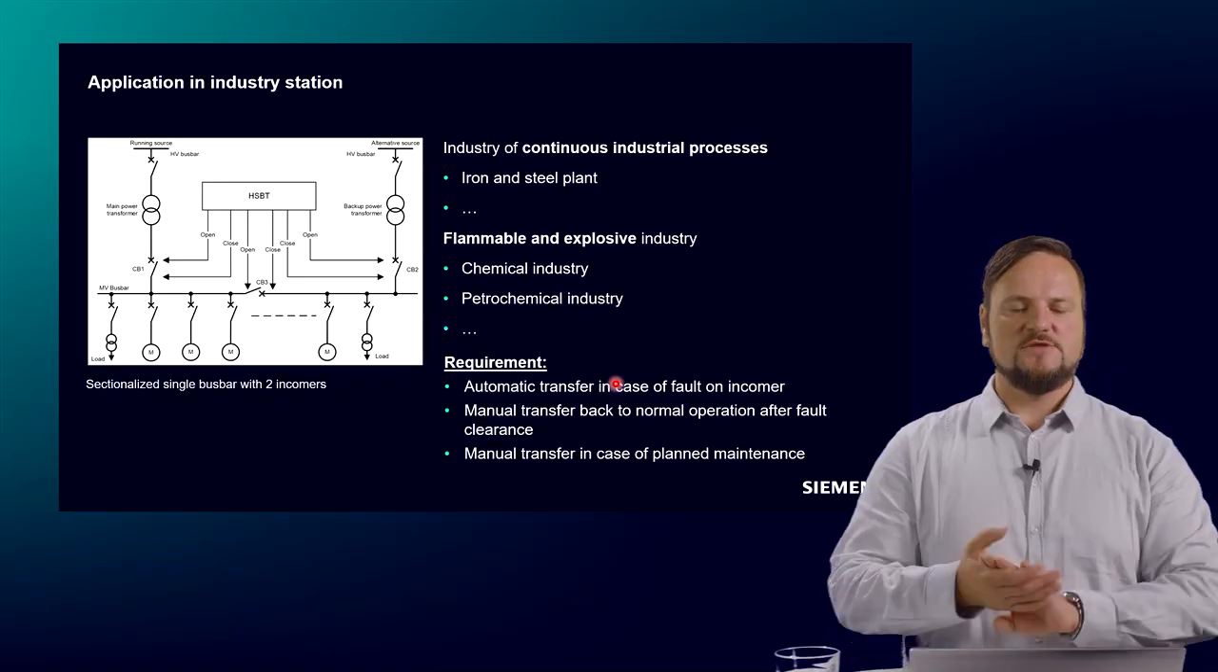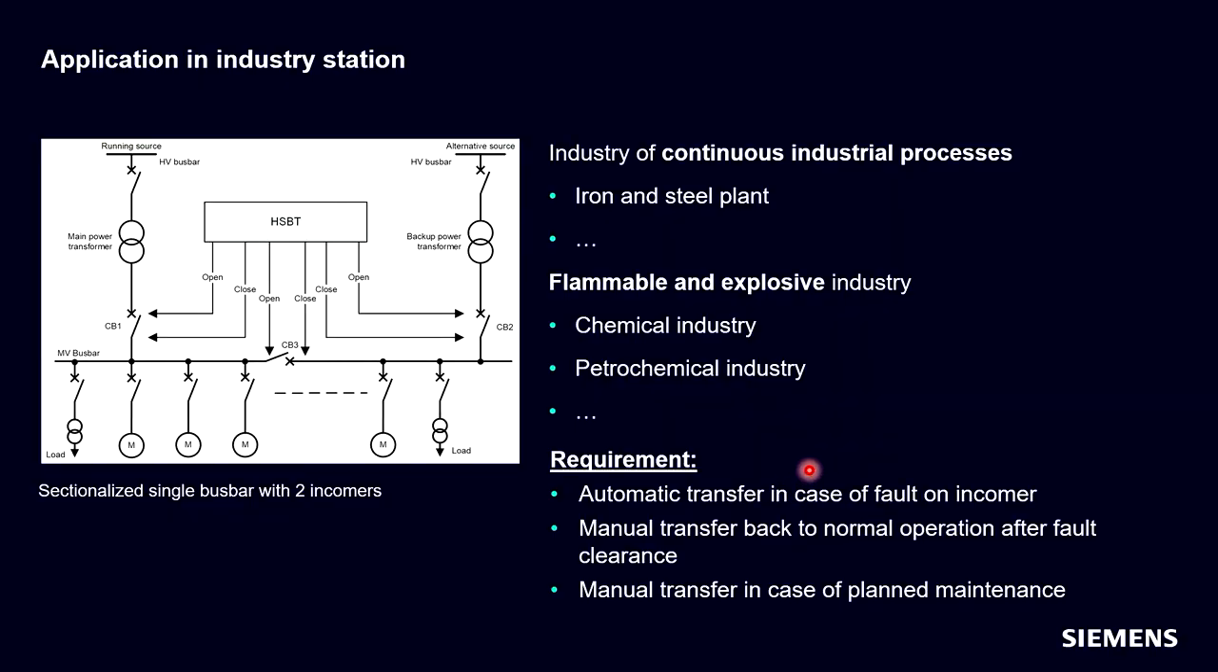The other application is an industry station or industry application. Here we have a typical industry application. We have the motor bus here with the motors. And then we have in the middle a sectionalizing CB or tie CB, and we have two incomers. This is mainly used in industry where we have continuous industrial processes, like in iron or steel plants, or where we have a flammable or explosive environment, like in the chemical or petrochemical industry.